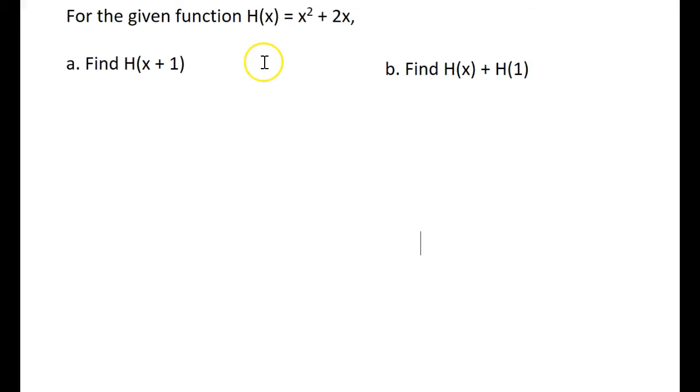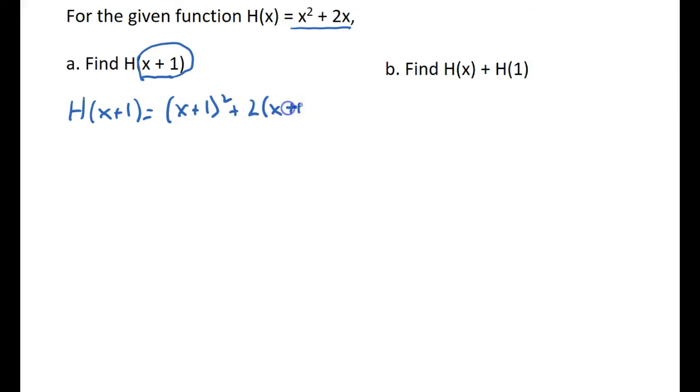Now let's look at an interesting question here. We're going to find h of x plus 1, and then we're going to do h of x plus h of 1, and these are not the same thing. This says everywhere there's an x in our function h, replace it with x plus 1. So here we go. h of x plus 1 is going to be (x plus 1) squared plus 2 times (x plus 1). Do y'all see what I did? I replaced this x with x plus 1. I replaced this x with x plus 1. Okay? All right, so let's finish this out.